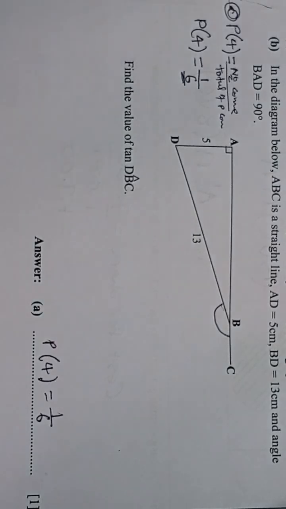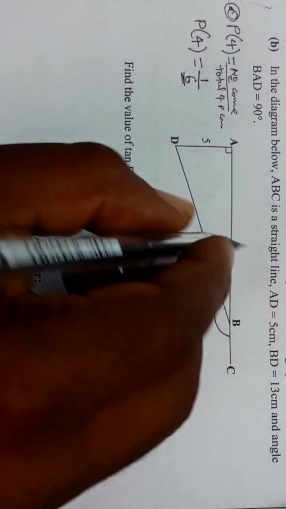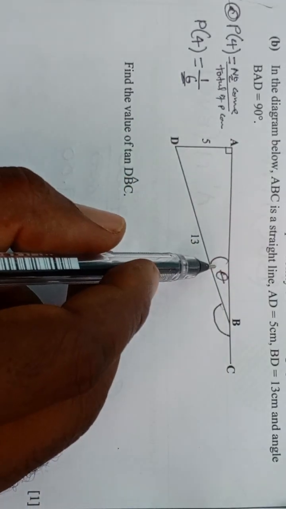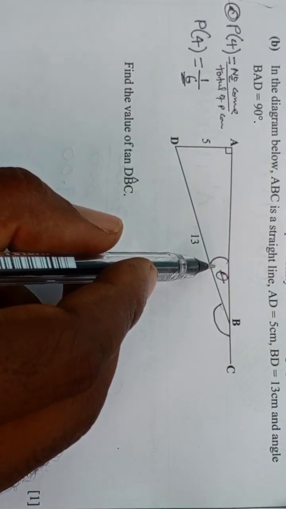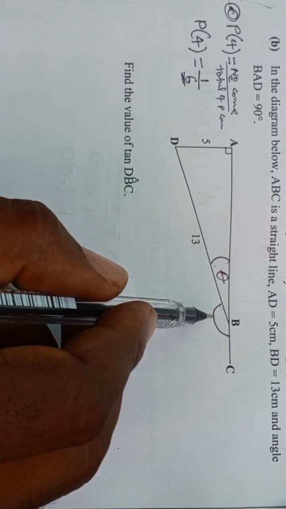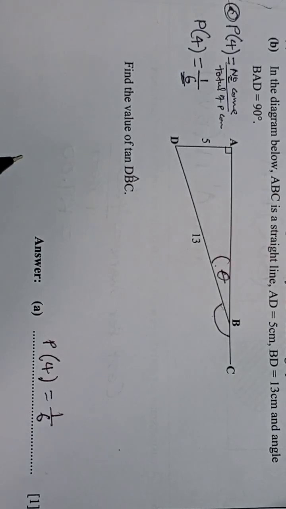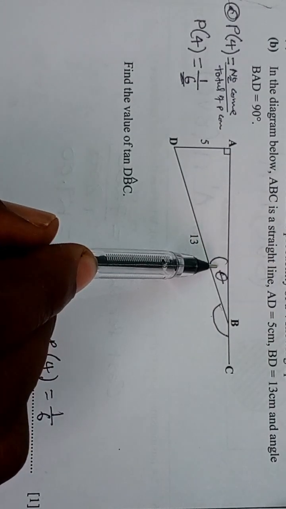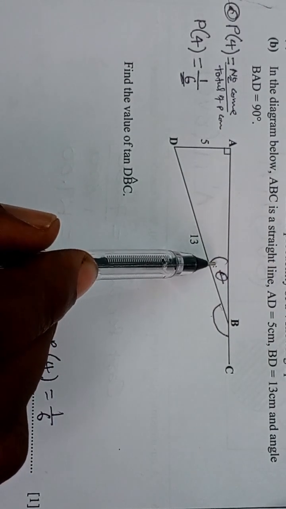For us to find the tan of the exterior angle, the first thing we need to do is find the tan of the interior angle. When we find the tan of the interior angle, it is very easy to find the tan of the exterior angle. Remember that a straight line adds up to 180 degrees. So we are going to find tan theta, which is the interior angle.